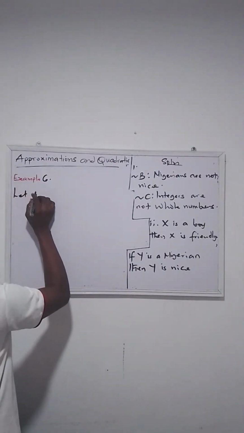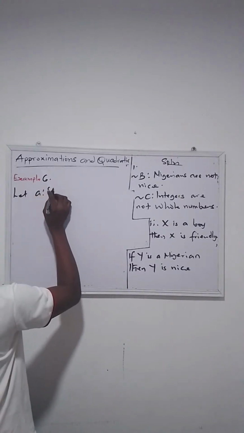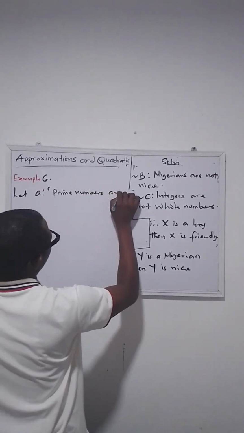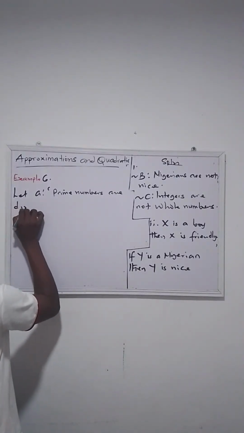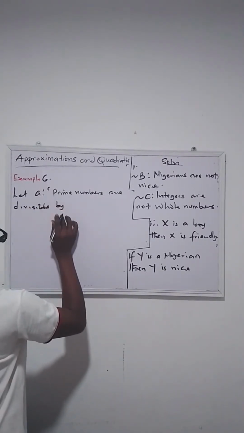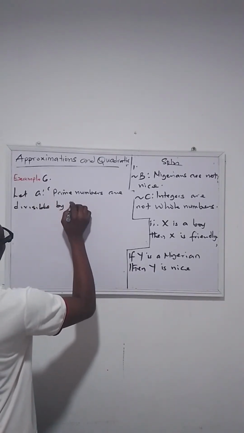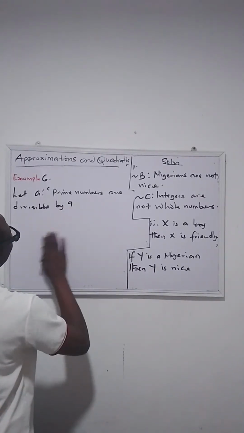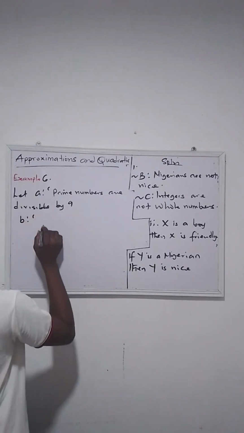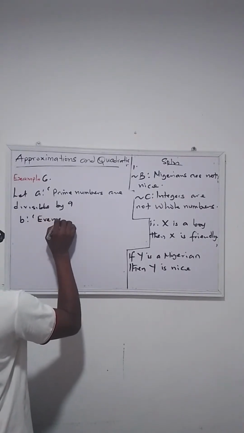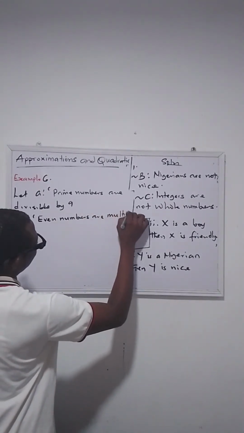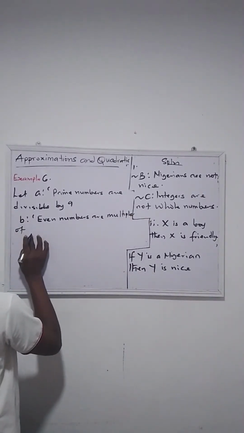Let A be the statement prime numbers are divisible by 9, and B be the statement that even numbers are multiples of 2.